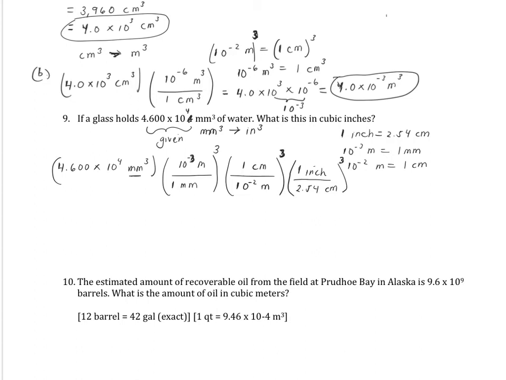So when we cube our exponents, we're going to multiply our exponents, so this becomes 10 to the negative 9 meters cubed. And then here in the denominator, 10 to the negative 2 cubed is 10 to the negative 6 meters cubed. And then we're going to cube our 2.54 centimeters. So make sure you plug this in your calculator and you cube your conversion factors. Report it to 3 significant figures, because the 1 inch to 2.54 centimeters is an English to metric conversion. So your final answer is 2.81 inches cubed of water.